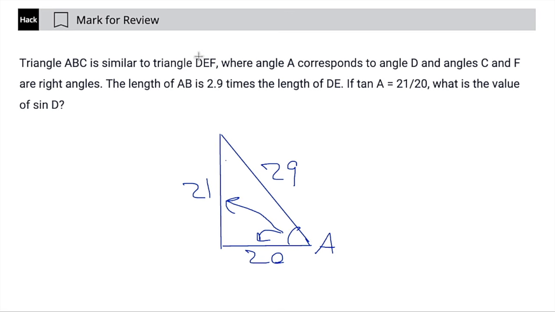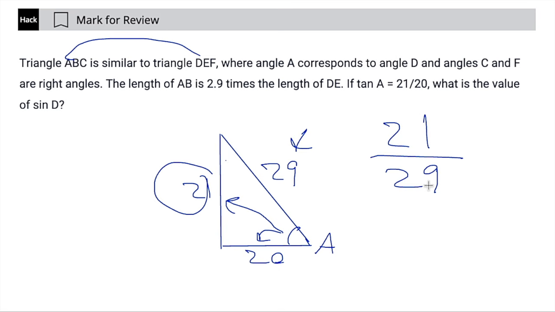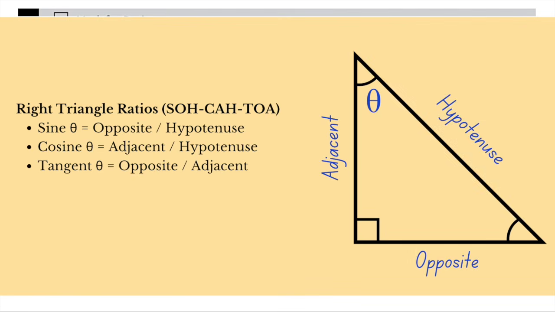And then it's asking about sine of D. Well, D does line up with A, so this would be the same angle, but for sine, it's SOH, opposite over hypotenuse. So opposite here is still 21, our hypotenuse is 29, so our answer is 21 over 29. And this one obviously only works if you're familiar with using SOHCAHTOA, so if you don't know that, go learn that first.